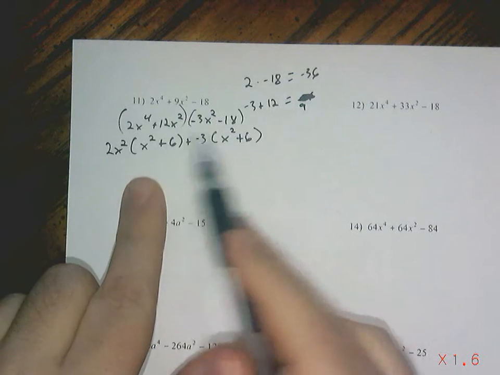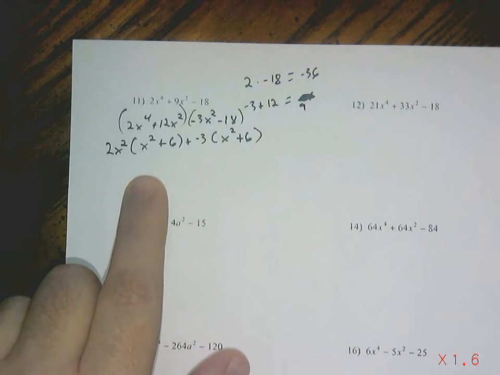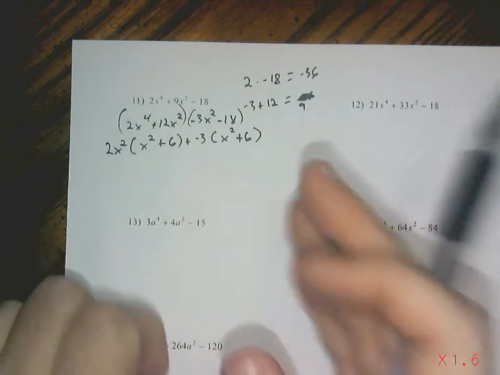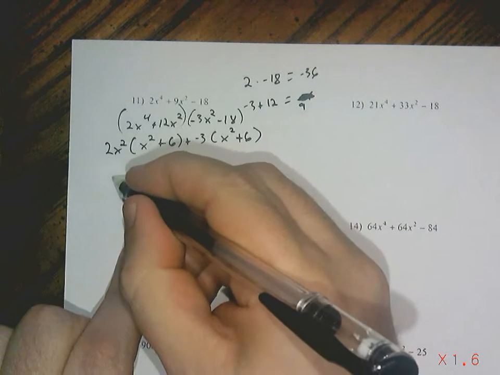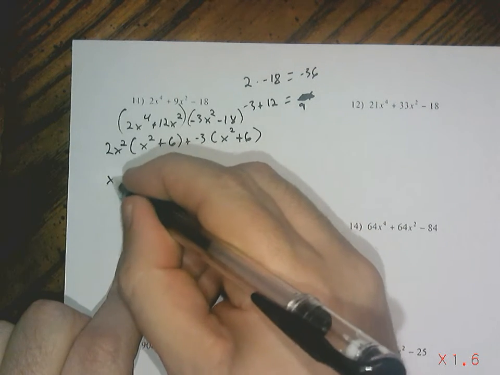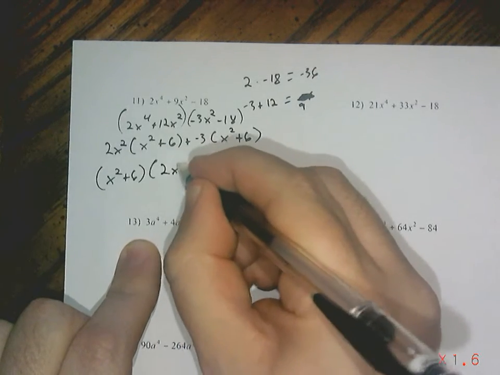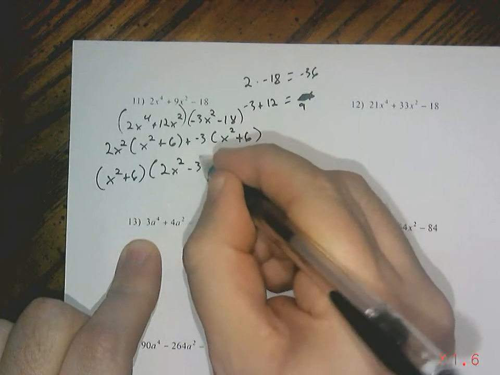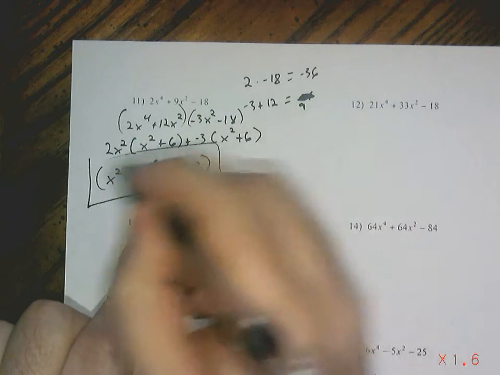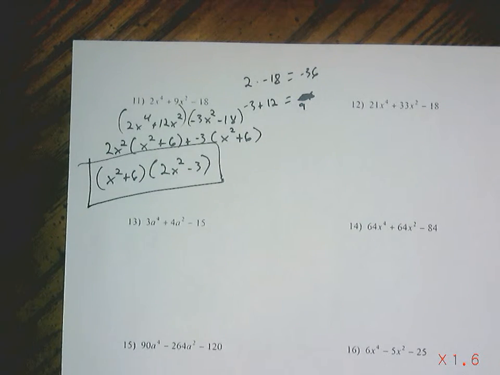Hey, look, same binomial there, right? So I can factor that out, and I would get x squared plus 6 times 2x squared minus 3. And that's my answer. Can't factor it any more than that.